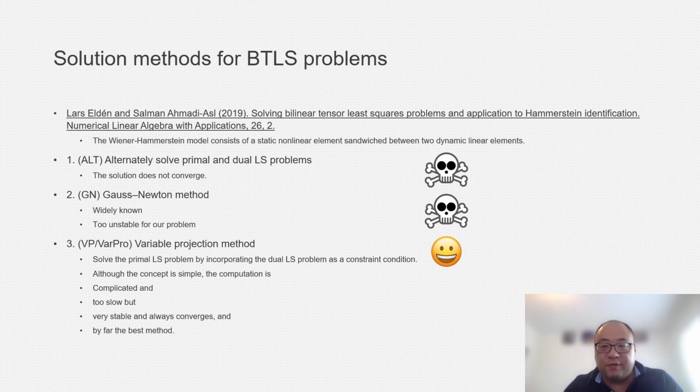We reference this paper overviewing and comparing three methods. However, the problem is usually found in data science and rarely applied to partial differential equations. As far as I tested, the first two methods, namely the simple alternating approach and Gauss-Newton, did not work well with our problem. Only the third method, called the variable projection method, worked well with our problem.